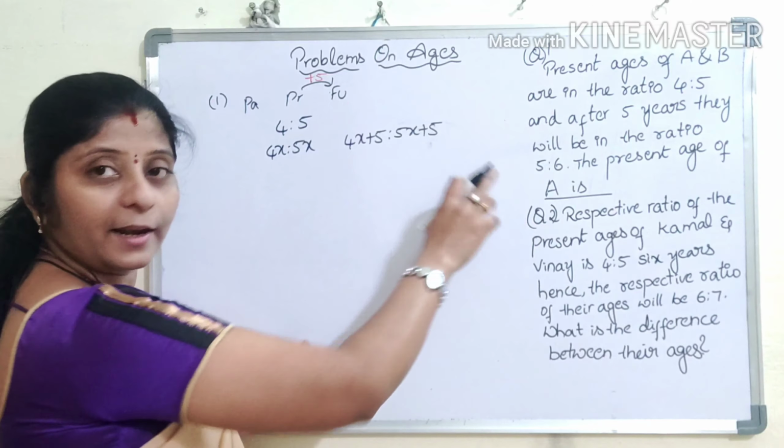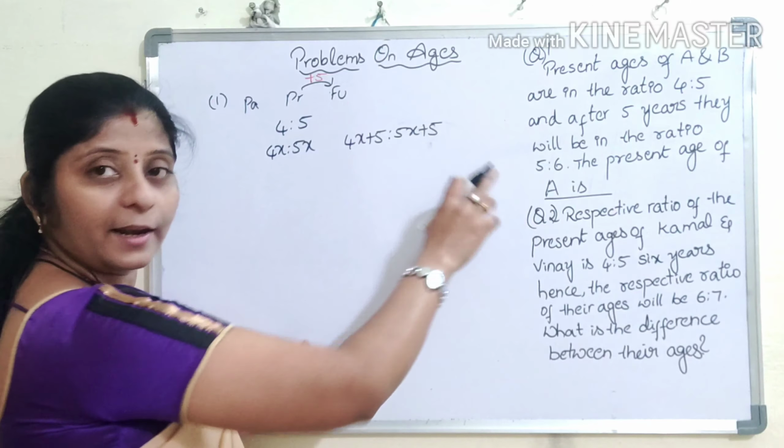Then the ratio of A is to B. That means A has 4x and B has 5x. Here x is 5. So the age of A, given as 4x, with x as 5, we get 20 years. And if you are asked B, we can also find B. It will be 25 years.